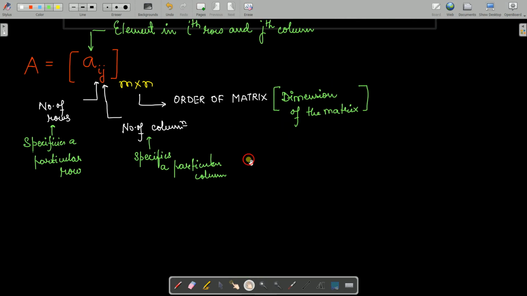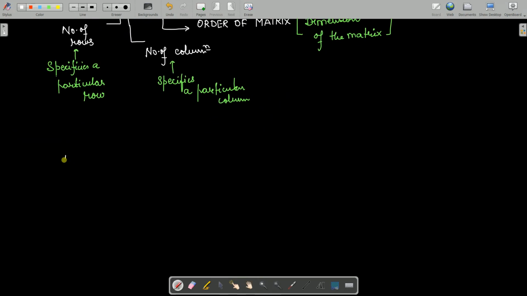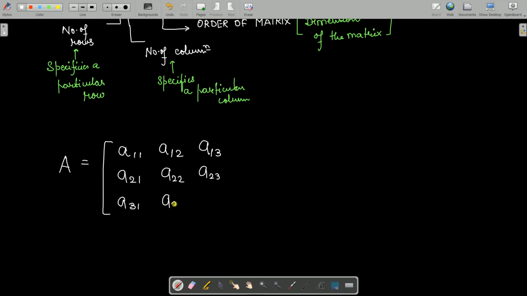So let's understand this with one simple example. Let's say I write a11, a12, a13, a21, a22, a23, a31, a32, a33. So this big bracket represents that it's a collection of these elements, and this is the standard representation of a matrix. Putting this big bracket is highly important.